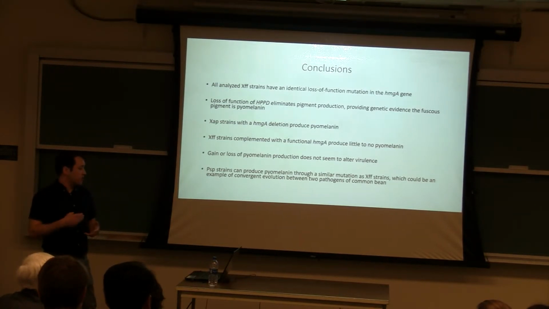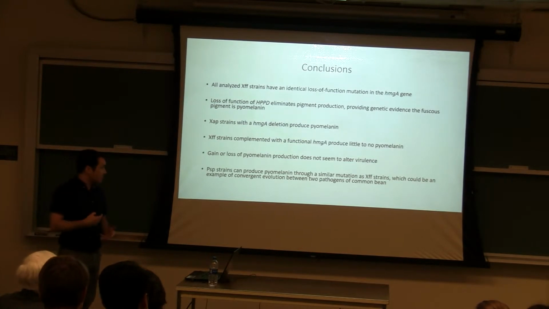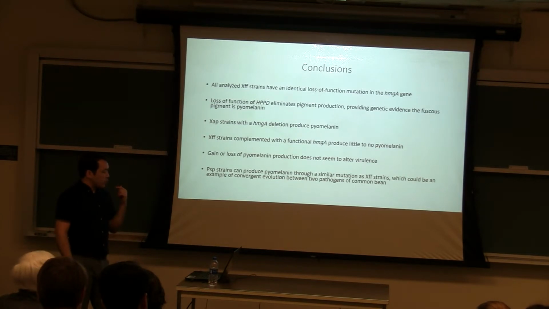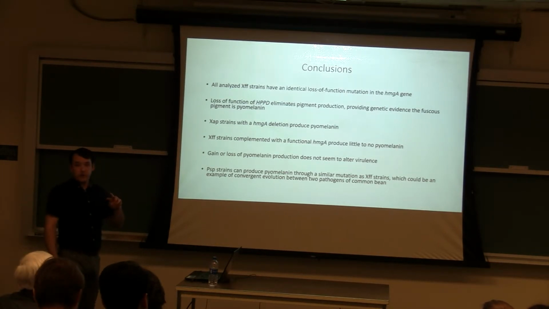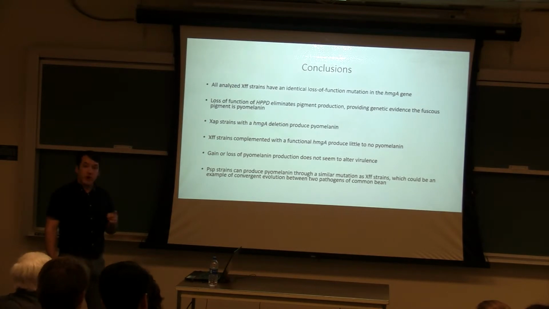Strains with an HMGA deletion produce pyomelanin. It's consistent with the idea that loss of function of HMGA results in pigment production, and it can complement Fuscin strains that produce pigment, with a functional HMGA eliminating or reducing pigment production. However, gain or loss of this pigmented phenotype doesn't seem to impact virulence, at least in our experiments.